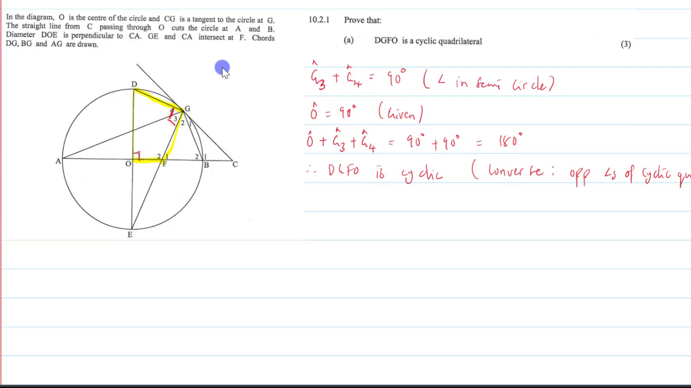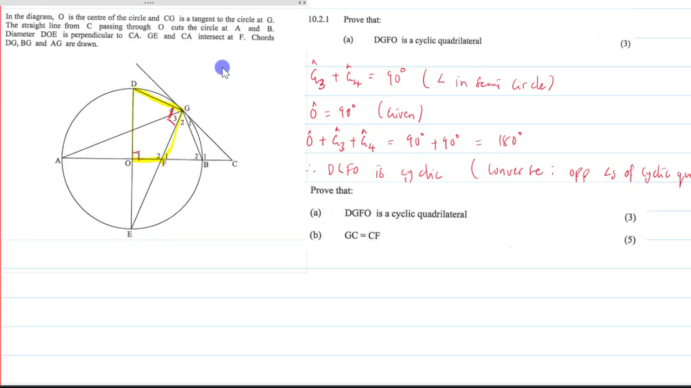I hope you had some success there. Okay, in the second part of this question, we are required to prove that the line GC is equal to CF. So this line GC must equal this line CF. And well, if you have a look here, it gives us the triangle CGF. And to prove that two lines are equal, we could prove that the base angles are equal to each other. In other words, prove that triangle GCF is isosceles. If I can prove that, then I can conclude that those two lines are equal to each other.